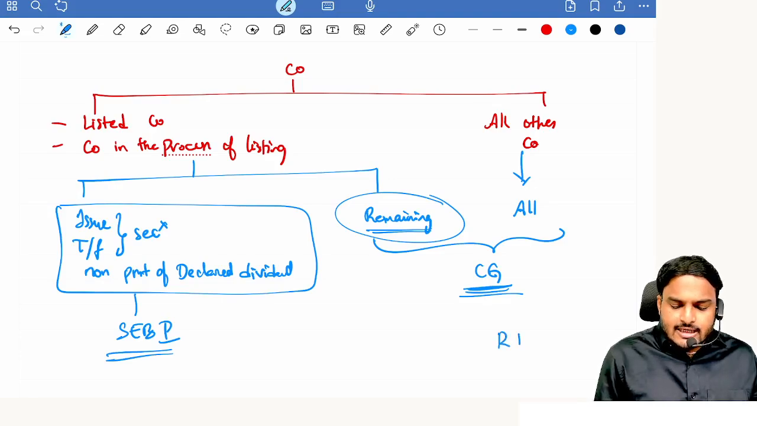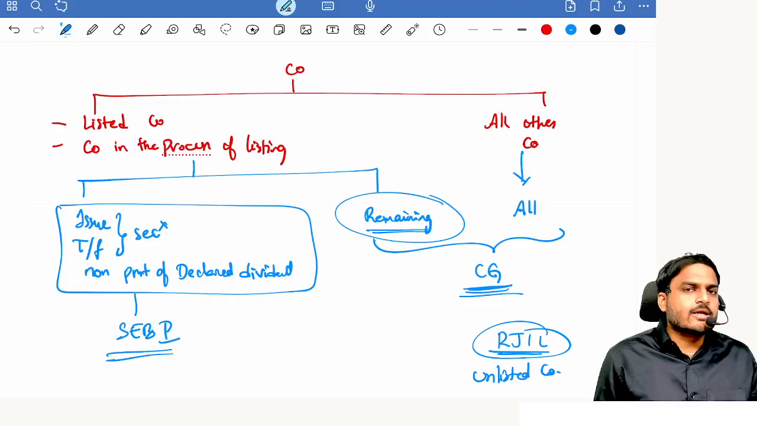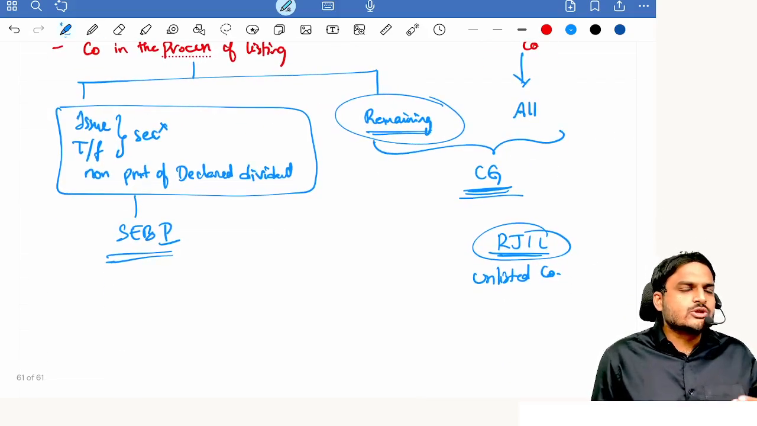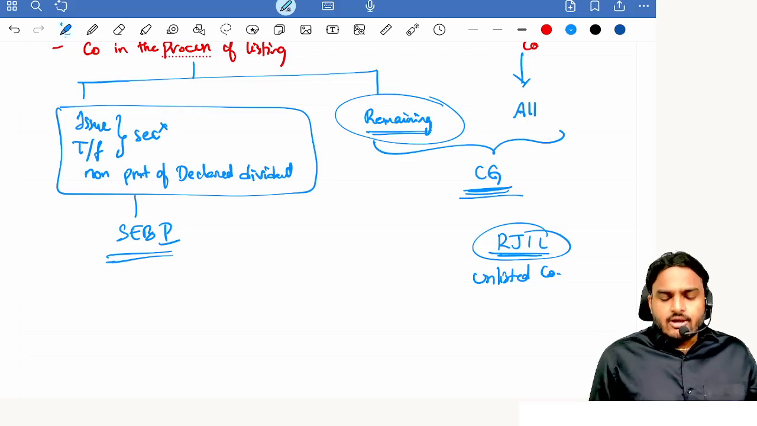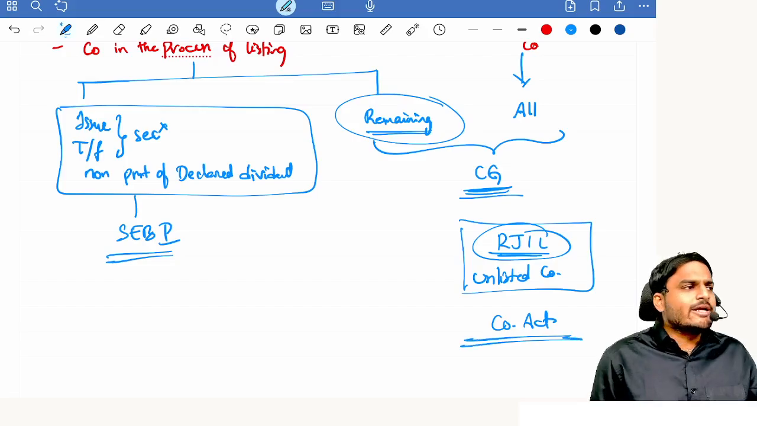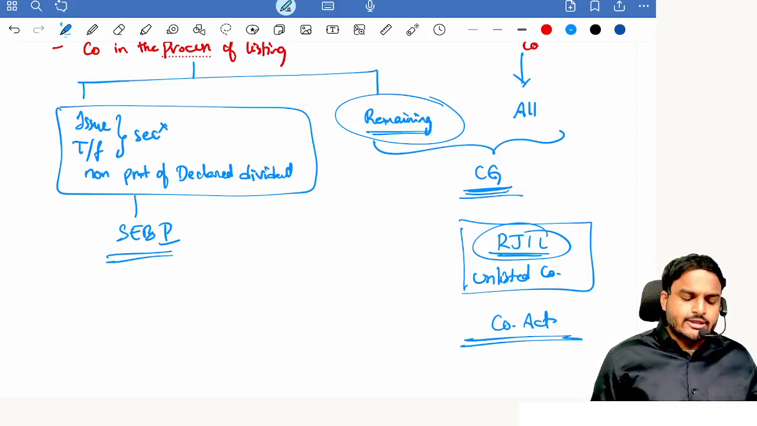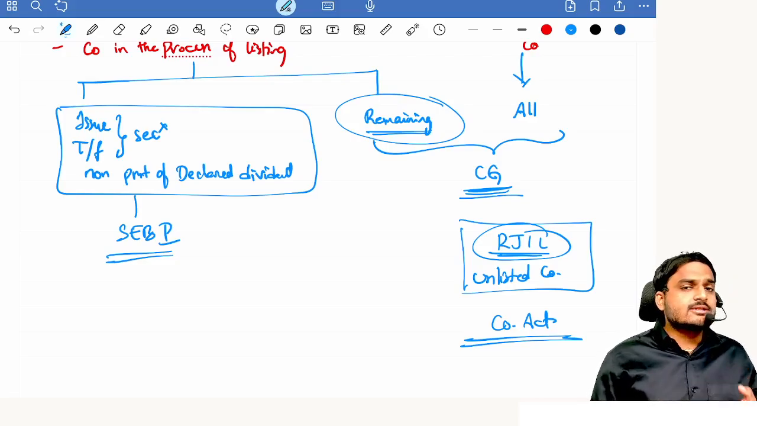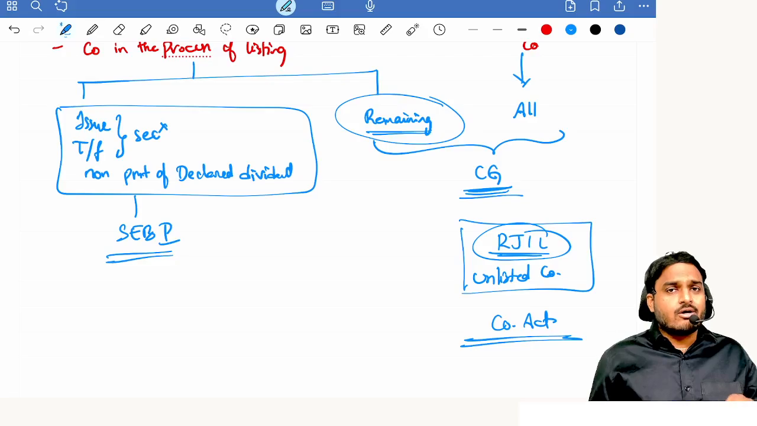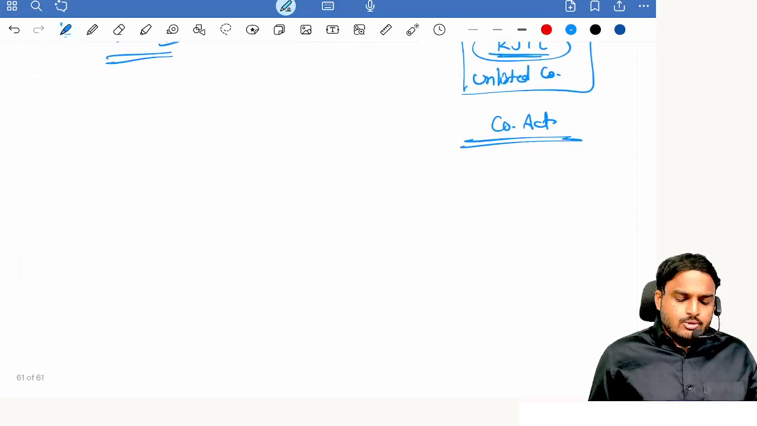Another example, suppose Reliance Jio Infocomm Limited is there. This is an unlisted company. Now this unlisted company is planning to issue securities to its existing members. Now it is sufficient if they comply with the provisions of the Companies Act. Yes or no? No need to comply with SEBI regulations. Why? That company is not making a public offer. Only companies which are making a public offer for issue of securities, transfer of securities, and matters relating to non-payment of declared dividend are dealt with by SEBI. Is it clear? So this is all about section 24.